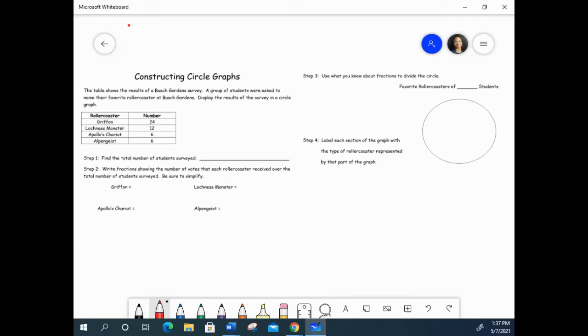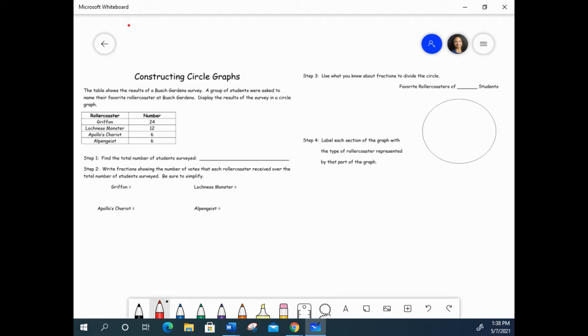All right, ladies and gentlemen, in this video, I'm going to show you how to construct circle graphs. So we have a table here where there was a survey conducted about Busch Gardens, and a group of students were asked to name what their favorite roller coaster was. So in our chart, we have Griffon. There were 24 students that like Griffon, Loch Ness Monster 12, Apollo's Chariot 6, and Alpengeist 6 students.